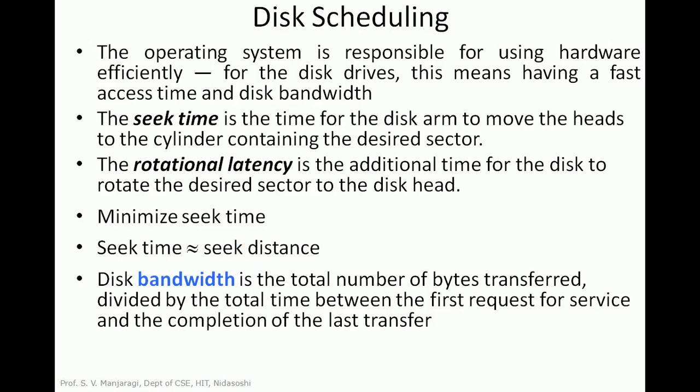The disk bandwidth can be defined as the total number of bytes transferred divided by the total time between the first request for service and the completion of the last transfer. So that is how we can define the disk bandwidth.